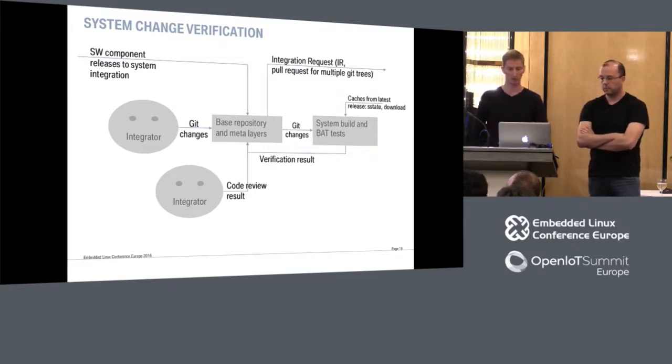This triggers a system build in the CI environment, which also executes tests on the real target hardware environment. If all of this passes, there will be a verification +1 result in the Gerrit review. And of course, we require that the integrators also do peer review, and there needs to be a +2 in Gerrit. If all of these are fine, the system allows the integrators to send an integration request, which is basically a pull request for multiple Git trees into the next stage.